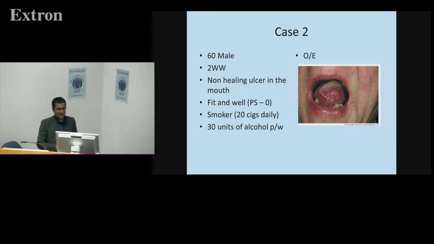So this next case is a 60-year-old chap who's been referred by the 2-week wait cancer pathway. He's got this big ulcerated exophytic lesion on the ventral part of the tongue, which also involves the anterior floor of the mouth as well. Smoker, a heavy drinker as well.